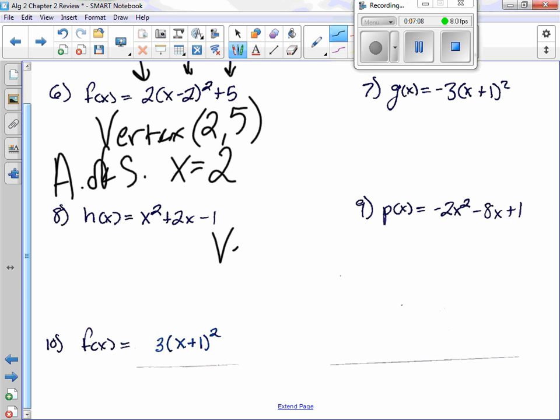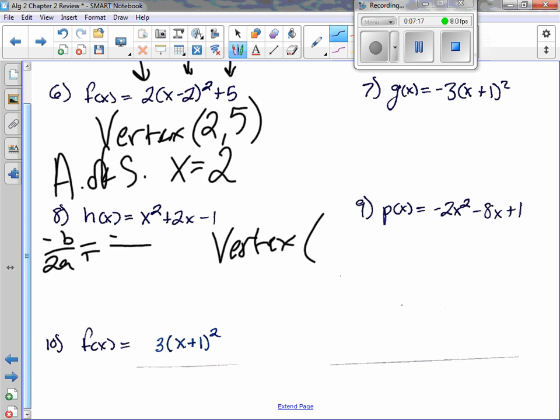So to find the vertex, I have to do negative b over 2a first. So what's the value of b for this here? 2, because we have a, b, and c over 2a. Now what's the value of a? Do we have a number written there? So what would it be?